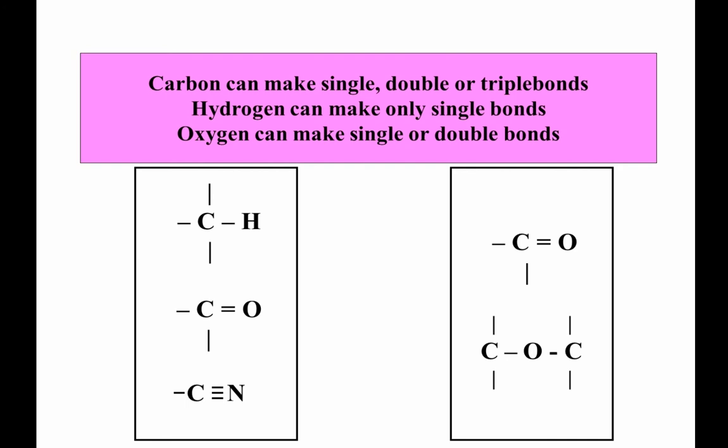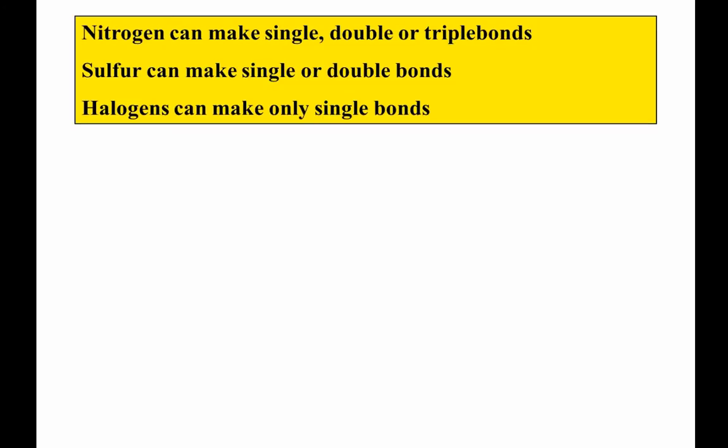Here are other examples of the same thing. Actually, I'm just showing here oxygen being bonded in a double bond, and of course then single bonds, the C-O-C bonding. Nitrogen can make single, double, or triple bonds. Sulfur can make single or double bonds, and the halogens make only single bonds. I'm emphasizing these points because they help you to make the proper structural formulas for organic compounds.